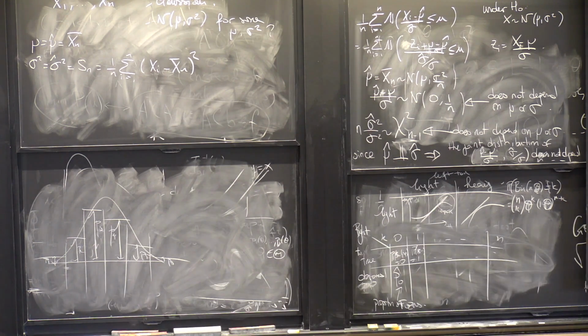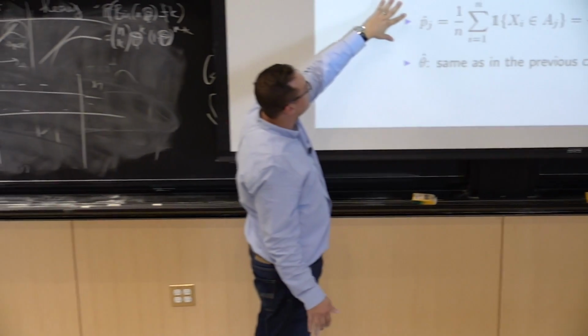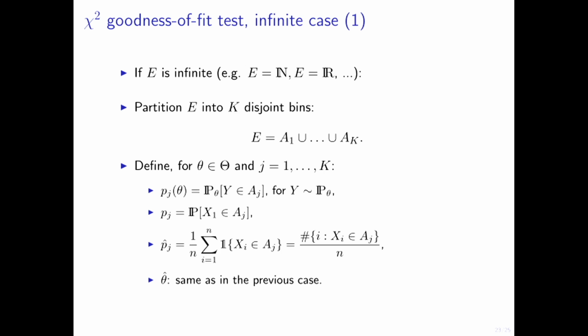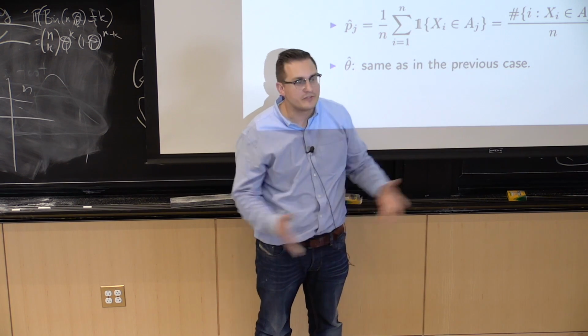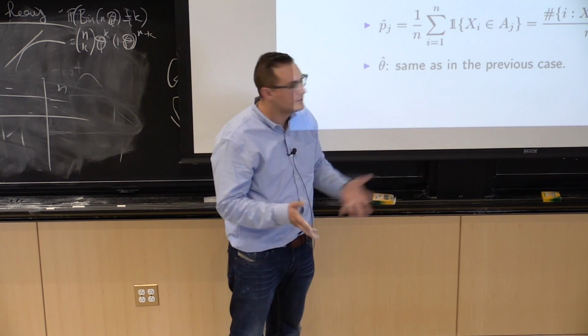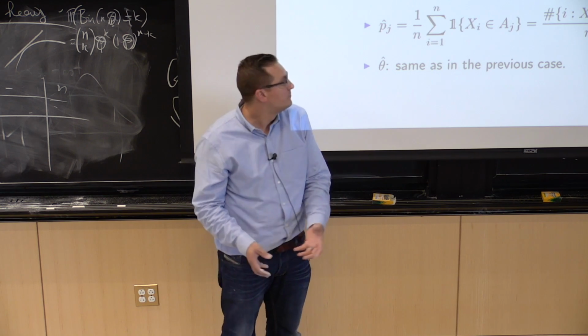OK, so now I have my p_j become the probability that my random variable falls into bin j. So that's p_j of theta under the parametric distribution. For the true one, whether it's parametric or not, I have a p_j. And then I have a p hat j, which is the proportion of observations that falls in this bin. All right, so I have a bunch of observations. I count how many of them fall in this bin. I divide by n, and that tells me what my estimated probability for this bin is.